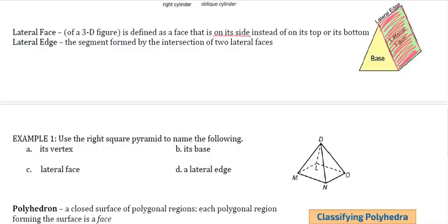Then we also have a lateral edge. The lateral edge is the segment formed by the intersection of two lateral faces. So we would have a lateral edge down here, and a lateral edge up here, and one back here where you can't see it, because it's going to connect this lateral face on this side over here to the base. So let's make sure we understand this: the segment formed by the intersection of two lateral faces is called a lateral edge.